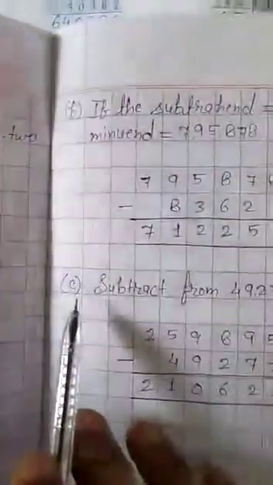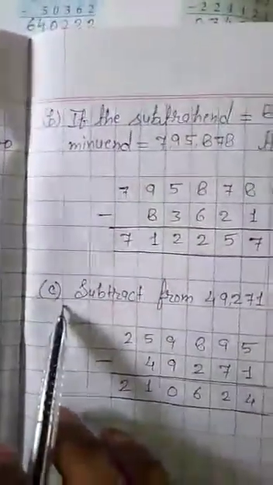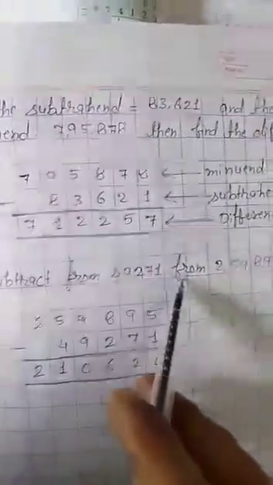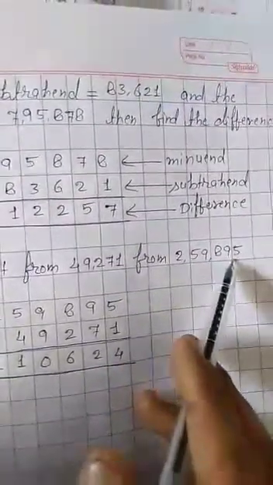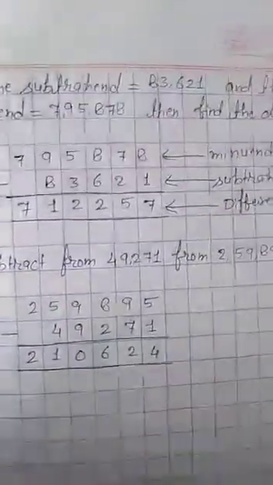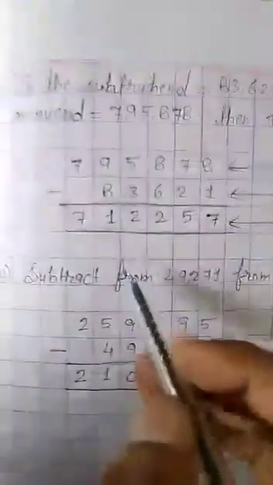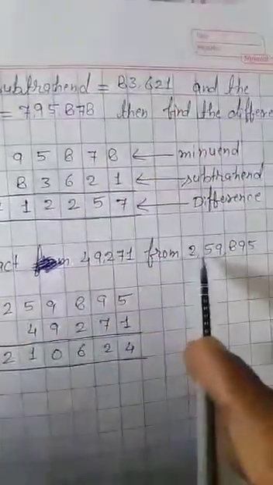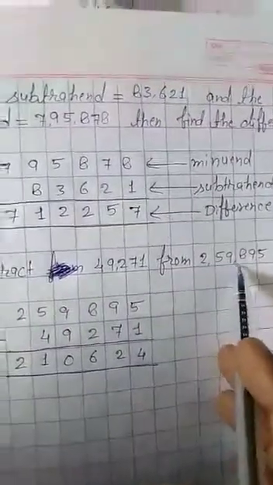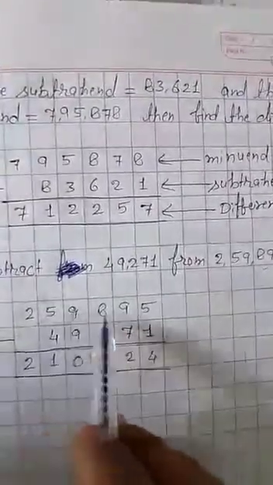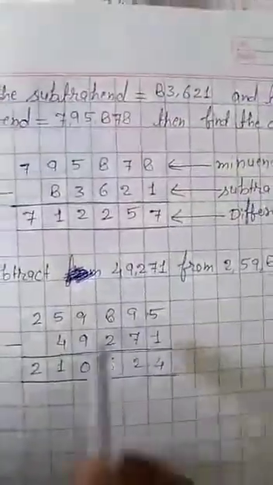Now we will do part C of question 7. Subtract 4,49,271 from 2,59,895. We will subtract here. We can see that after "from" the number given is 2,59,895. So we will write here 2,59,895 first.